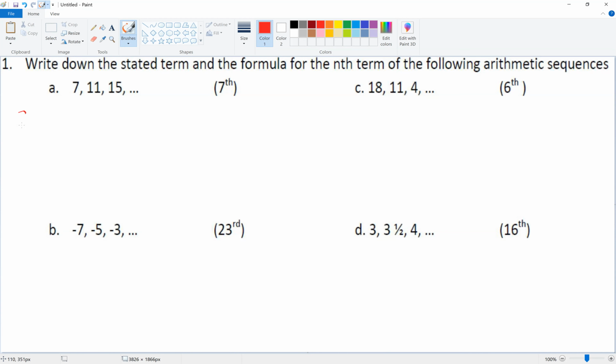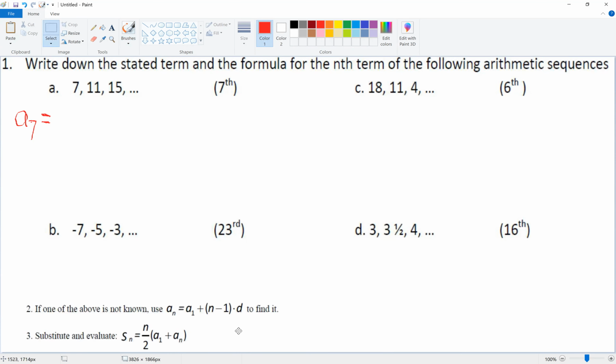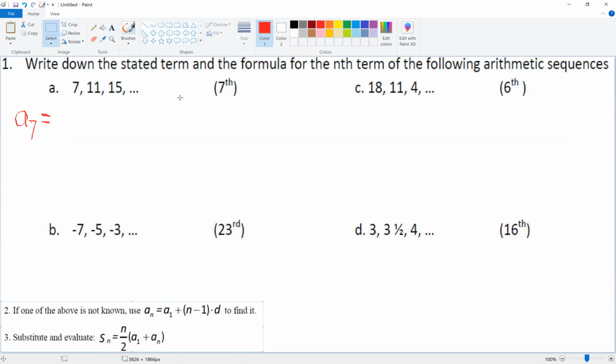So the formula would be A7 would be A times 4 plus 3. I'm not sure you understood the formula. Did you read the first part? Wait, sorry, n times 4 plus 3, right? This was the formula. An is what? What does it say?